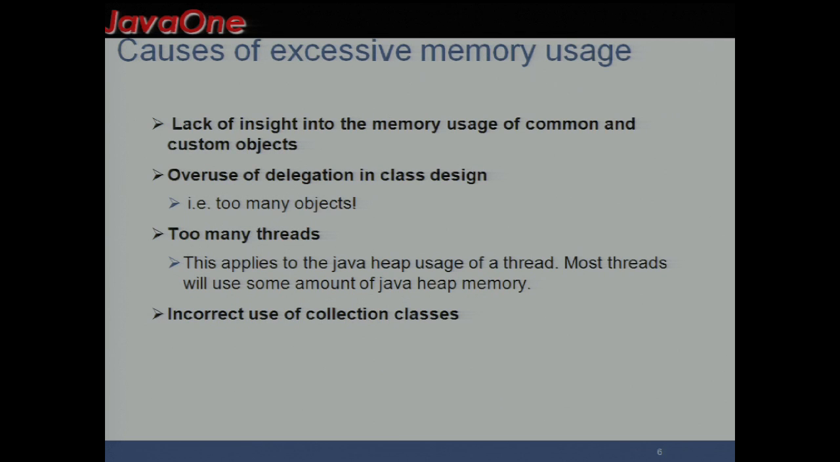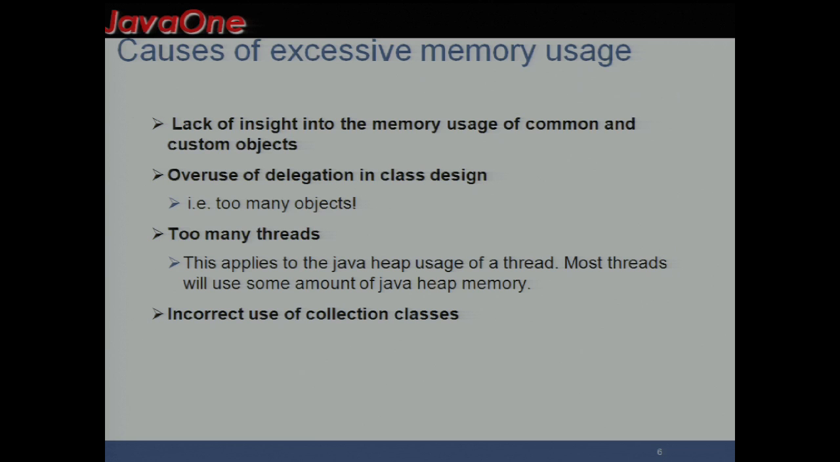Okay, so that's how Java uses memory. So what are the typical reasons your app can use more than you expected it to? Well, the number one reason is you just don't understand how your objects are using memory. Another reason is just overuse of delegation. You just have too many objects, referencing objects, and so forth. Too many threads. In this context, we're talking about the Java heap usage of a thread. Almost all threads are using some amount of Java heap memory, and so even if your threads are only using a little amount, if you've got hundreds and hundreds of threads, you can run out of memory. And then another reason is not using collection classes properly. There's many different kinds of collections: list, hash map, hash table, and they all have different memory use characteristics. And it can be hard to know which is the right collection for you.